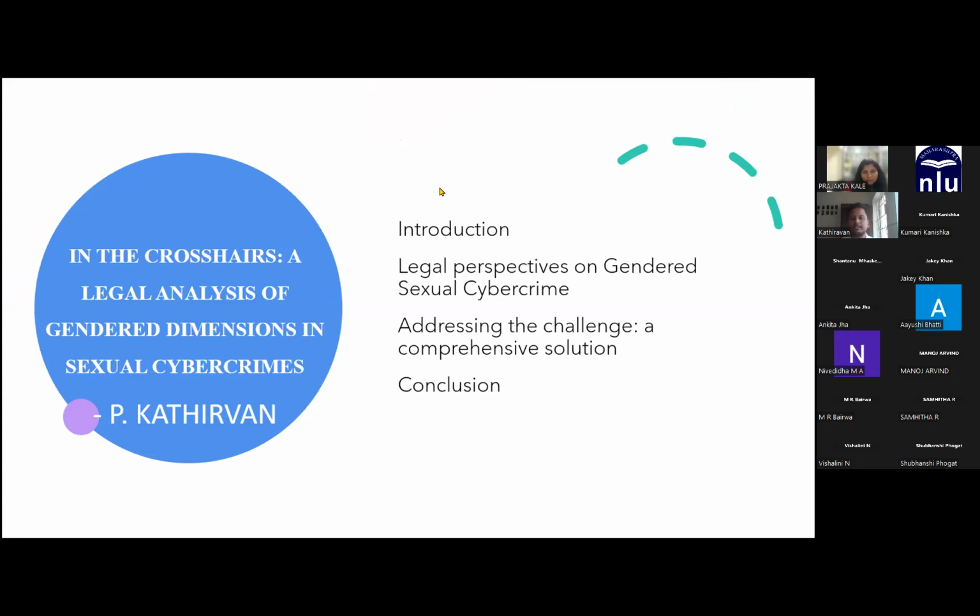I'm here to present my paper titled In the Crosshair: A Legal Analysis of Gender Dimension in Sexual Crimes. I'm a second year BCom LLB student from Tamil Nadu National University.